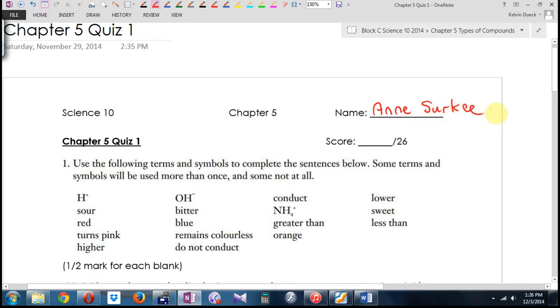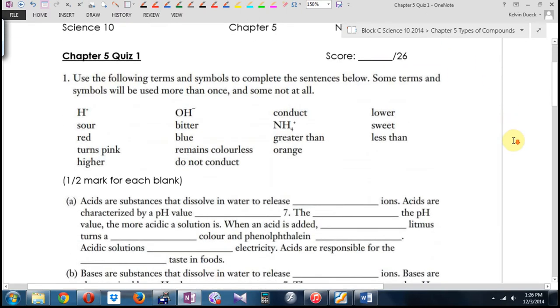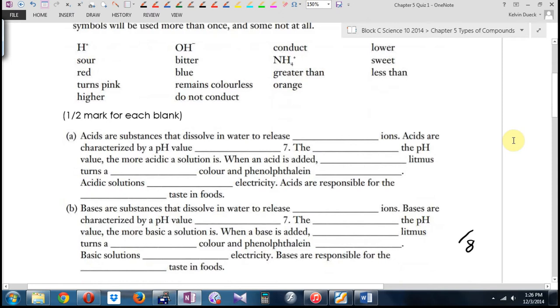She gets everything right. Okay, a half mark for each blank here. There are going to be 16 blanks, so it's out of 8. Acids are substances that dissolve in water in order to release H+ ions. I'll probably cross that out. Oh, wait, it says some will be used more than once, so I can't use the cross-out approach. Acids are characterized by a pH value less than 7.